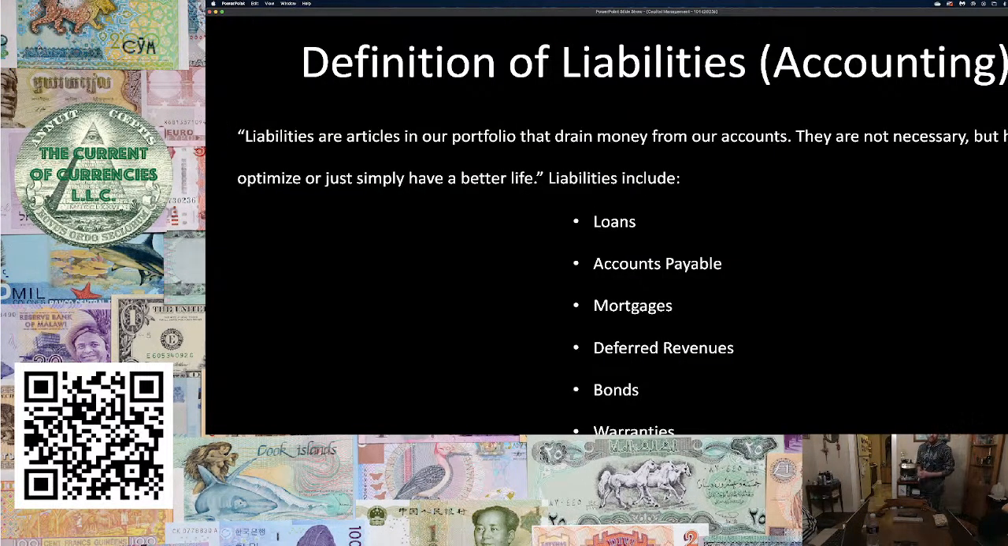Definition of liabilities. Liabilities are articles in our portfolio that drain money from our accounts. They are not necessary, but help us optimize or just simply have a better life. That's what Wi-Fi would fall into. So that would be more of a liability at this end. Liabilities include loans, accounts payable if you have employees or people that you are currently working with, mortgages, deferred revenues, bonds, warranties, accrued expenses. These are things that are not necessary, but they make living or creating a business a hell of a lot easier.